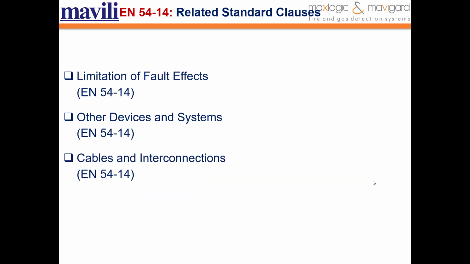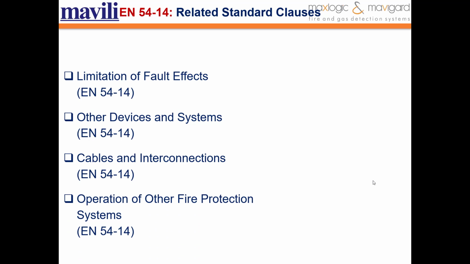Let's come to cables and interconnections. Wherever possible, cables should be routed through areas of low fire risk. If cables must be routed elsewhere, fire-resistant cables must be used or cables must be protected against fire. And let's come to operation of other fire protection systems.